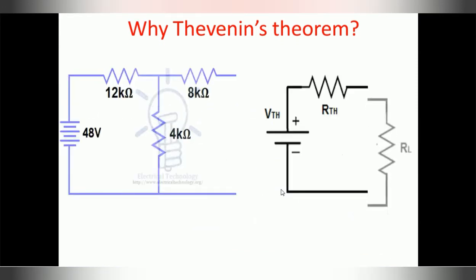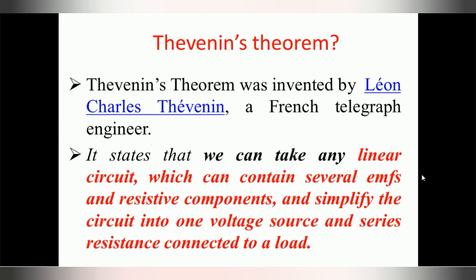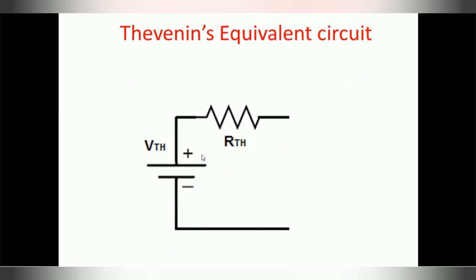this type of linear network is replaced by a single voltage source with a resistance in series with it. A voltage source with a series resistance is called the Thevenin's equivalent circuit. That is, any complicated network is simplified into a Thevenin's equivalent circuit, a voltage source in series with a resistance. Here we connect the load resistance, and after connecting it, we apply the simple Ohm's law and get the value of current or voltage across the load resistance.